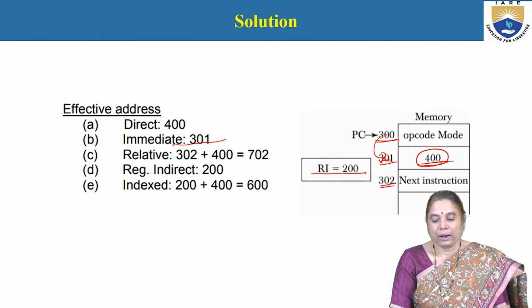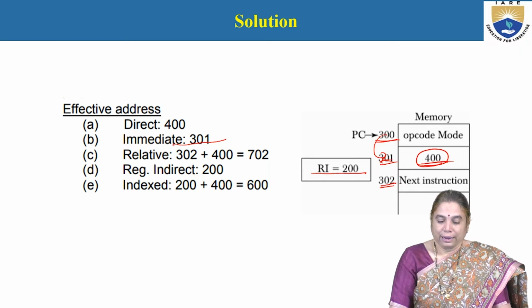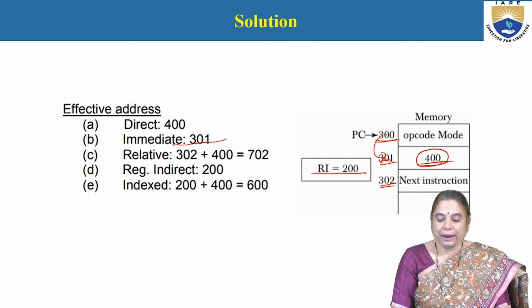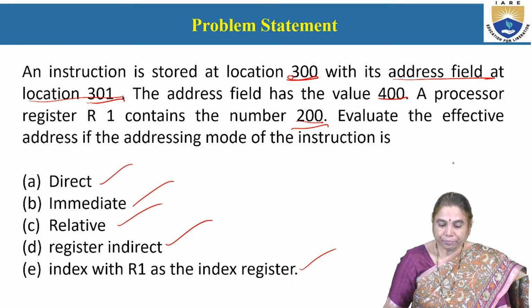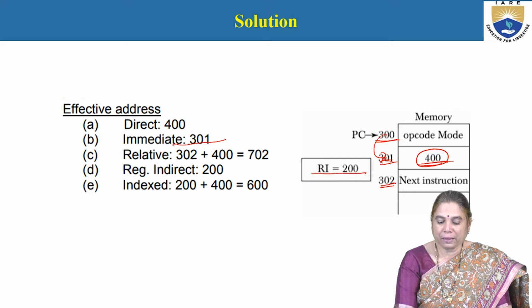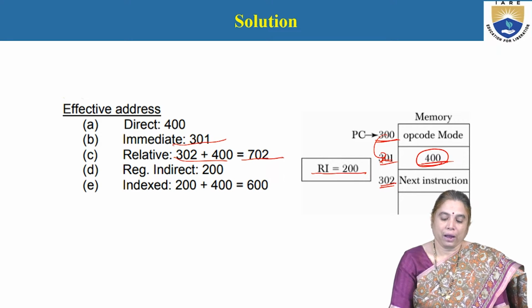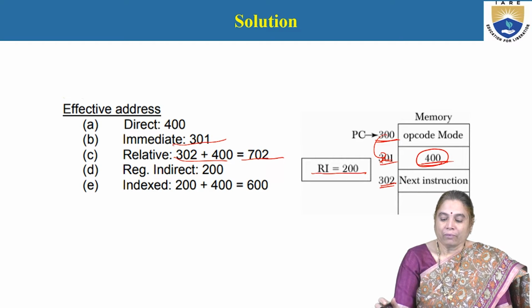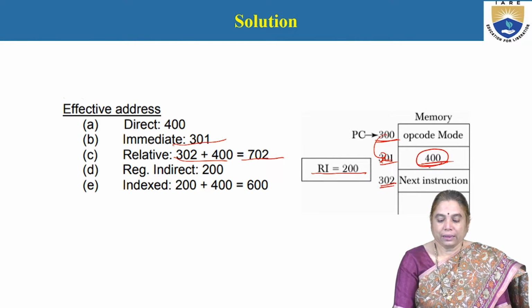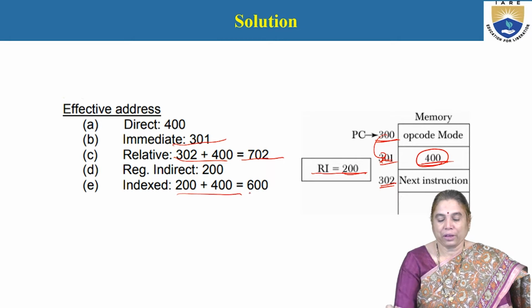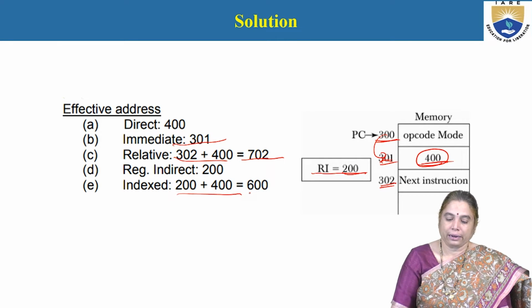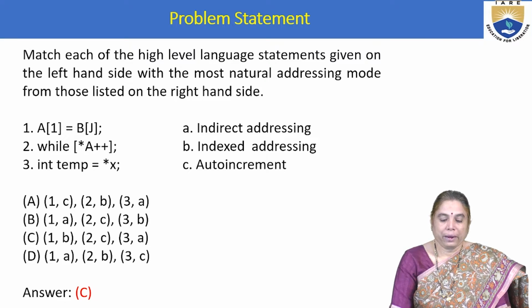In case of relative address, the next instruction address has to be added with the address 400. So here the 400 plus 302, 702 is the relative address. In case of register indirect address, the value that is specified in the register, 200, is the address. Next, in case of indexed address, the address field plus the register value can be combined. It can be 600.